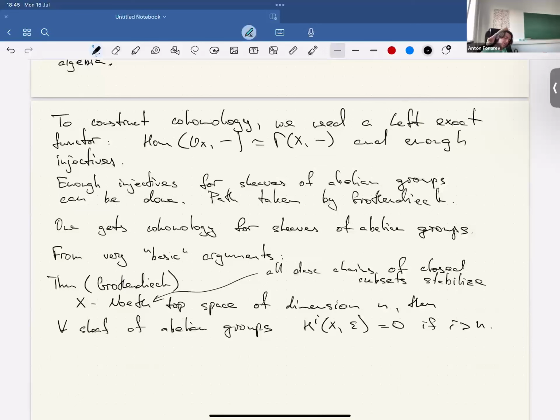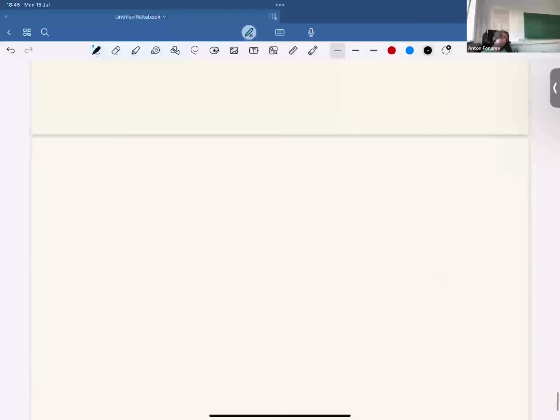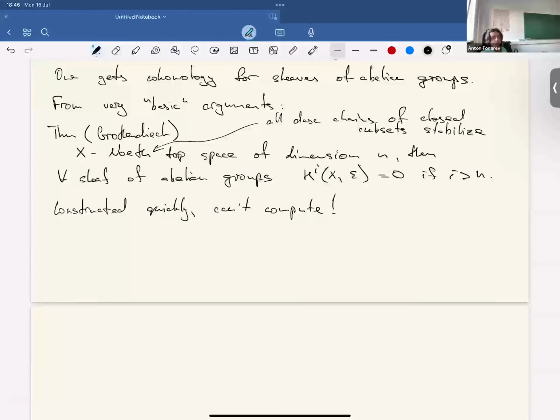So again, we constructed cohomology quickly, and then we can't really compute anything. So let me give you another definition. The second path is taken by Serre, for instance, or other mathematicians. So another way to define the same things, another path, which is Čech cohomology.